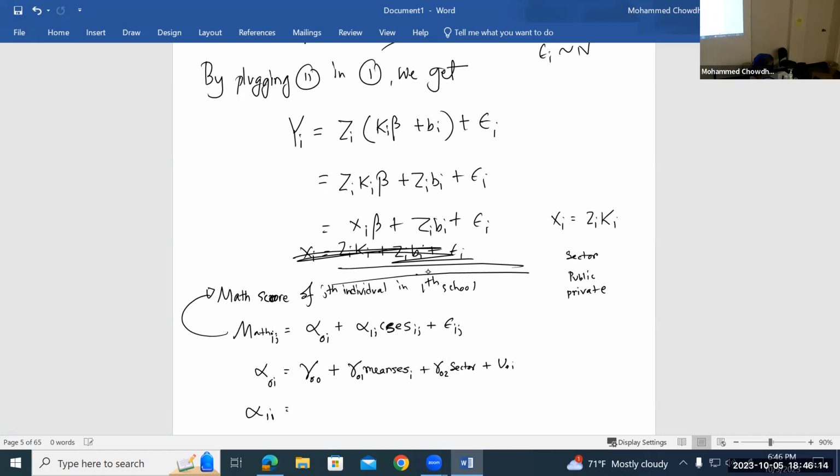Beta 1i could be modeled as gamma 1 0 plus gamma 1 1 mean SES i plus gamma 1 2 sector i plus U 1i.